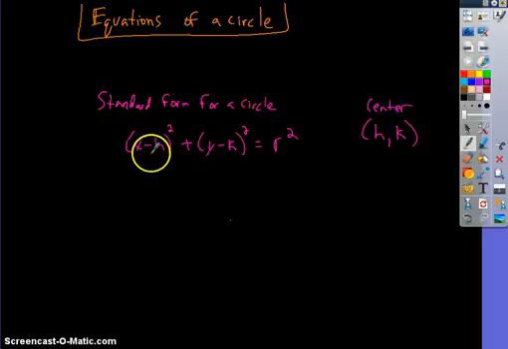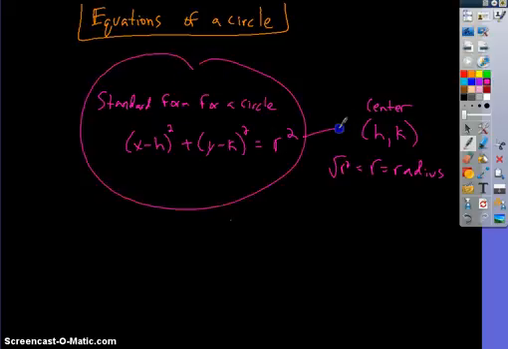Notice how the signs say subtraction. Whatever the signs are, they're going to be the opposite in the center. Nice little thing to know. r equals the radius. So to find r, you have to take the square root of r squared. Whatever that number is, the square root of it gives you r, which is the radius. So that's the standard form for a circle, and this is what those things mean.